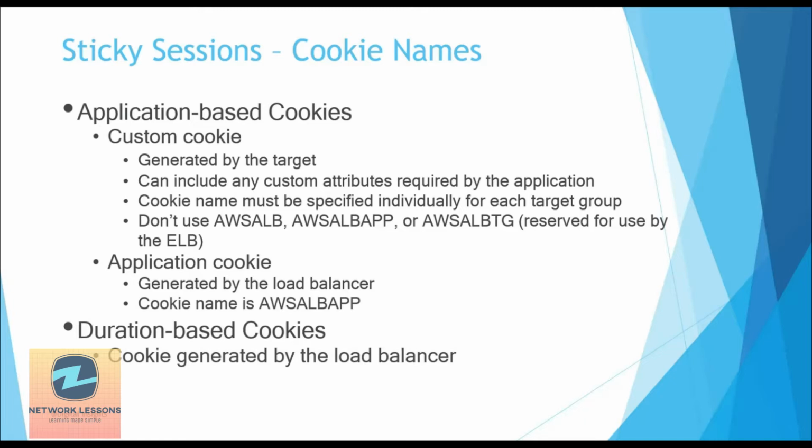That means when the load balancer generates the custom cookie, it will name it as AWS ALB, and we will see this in the browser. If you go to the developer options, you will be able to see this name AWS ALB, because this is generated by the load balancer. Now cookie name is AWS ALB for ALB, and AWS ELB if you're using a classic load balancer.